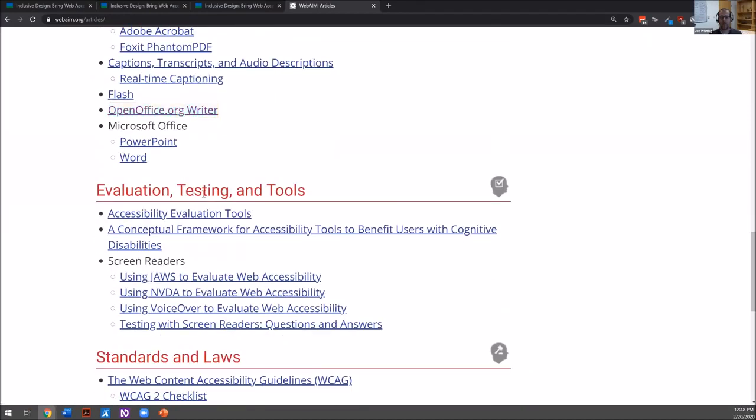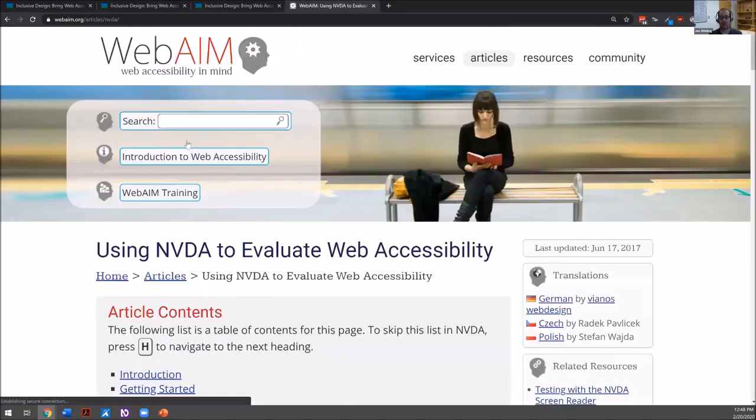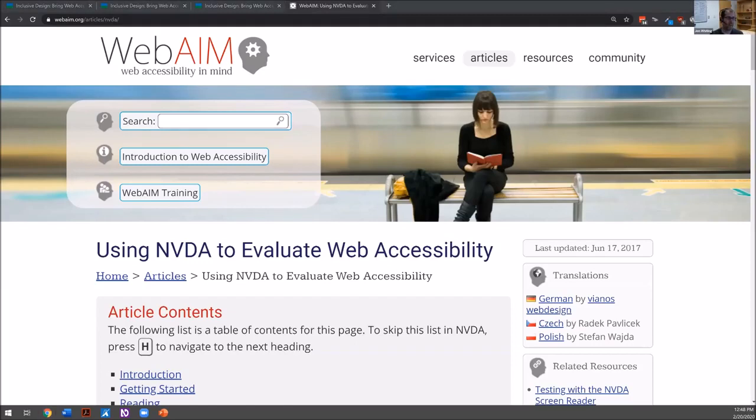evaluation, testing, and tools. And if I go to this evaluation, testing, and tools section specifically, and I will put a link to that in the chat window here, there are resources on how to use some of these tools. So NVDA is a screen reader that I have on my computer right now. I'm going to turn it on, and hopefully it's slow enough that it is useful for everyone.